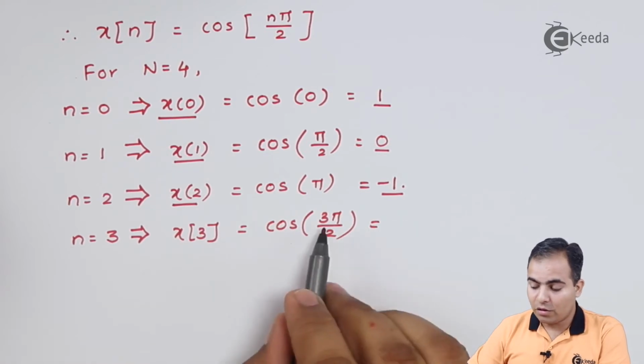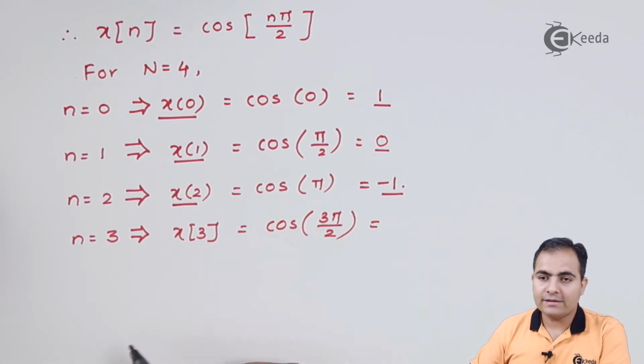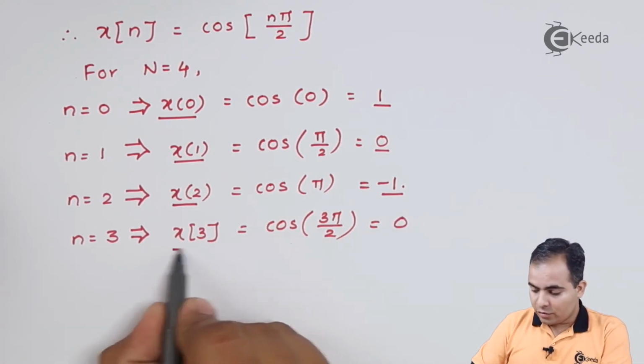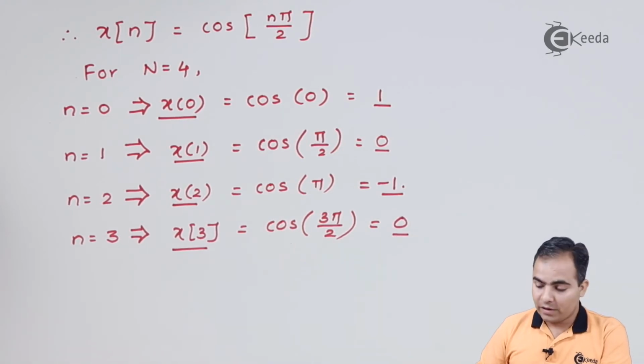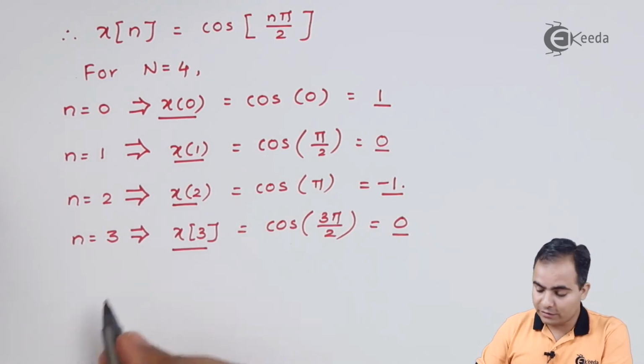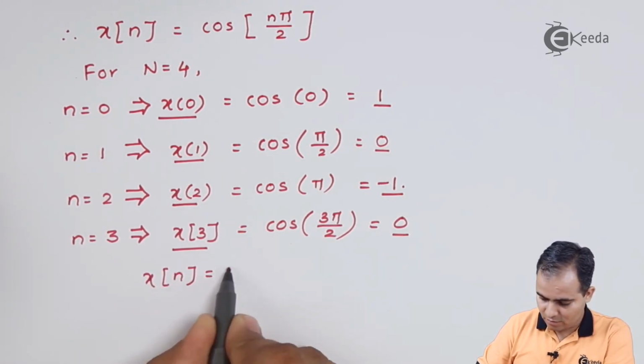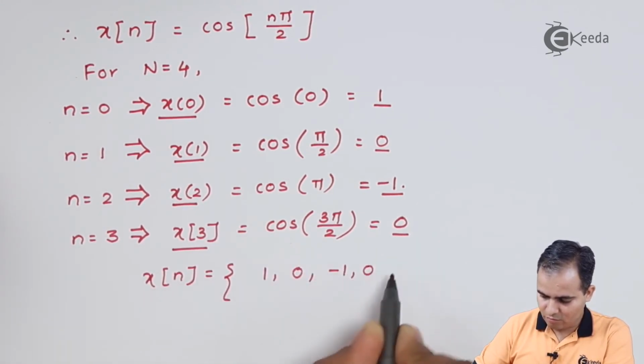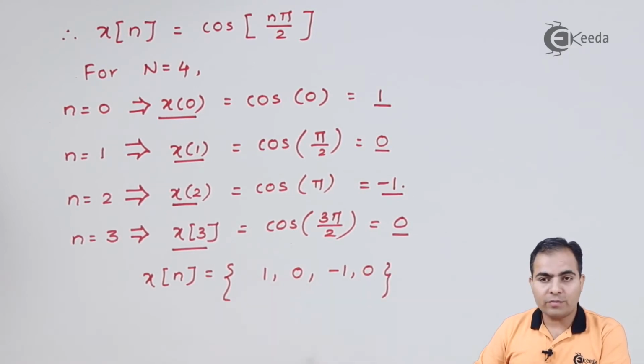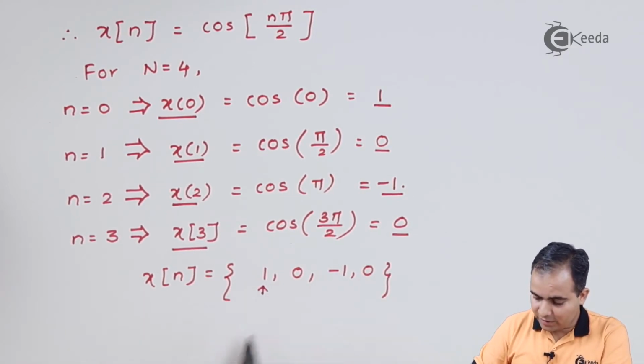And we know that cos of 3 pi by 2 is again 0. So my x of 3 sample value is 0. Now from these 4 samples, I can write the sequence of x of n. So what I will get? 1, 0, minus 1, 0, where my origin value is 1.